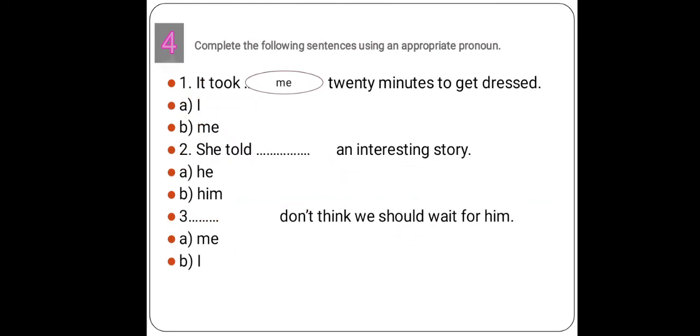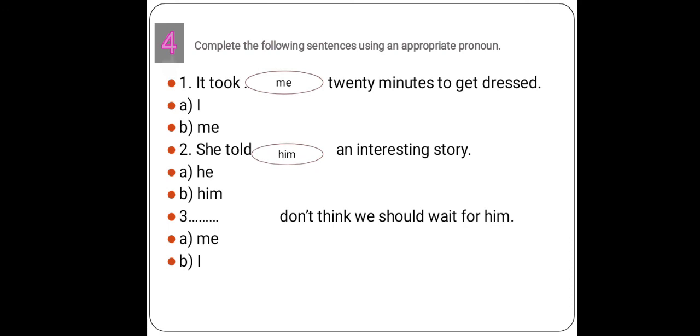Good. Now, next activity, complete the following sentences using an appropriate pronoun. So here you should decide which pronoun you should use again. So it took I or me. It's an object that we need, so we use the object pronoun me. So it took me 20 minutes to get dressed. Next, she told he or him. Right, she told him an interesting story.